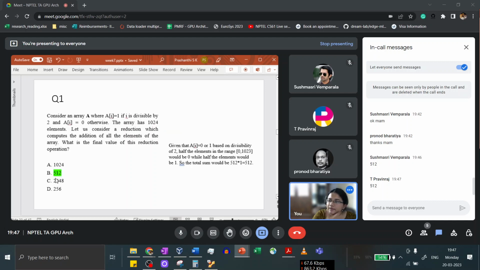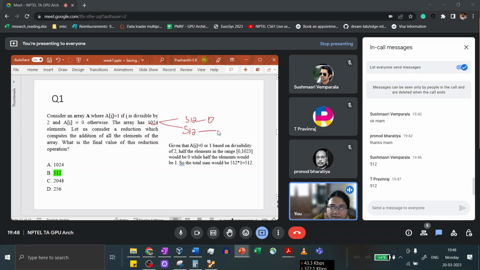So it is 512. Let's look at why it's 512. A of I is 0 or 1, that's what you're told, based on the divisibility by 2. So we don't even need to know exactly which, it's basically, if it's even it's one thing, and if it's odd it's the other. So you have 1024 elements, out of which 512, because it's an even number, right? So there are equal numbers of even numbers and odd numbers here. So half the elements would be 0 and half the elements would be 1. That's basically what it comes down to.